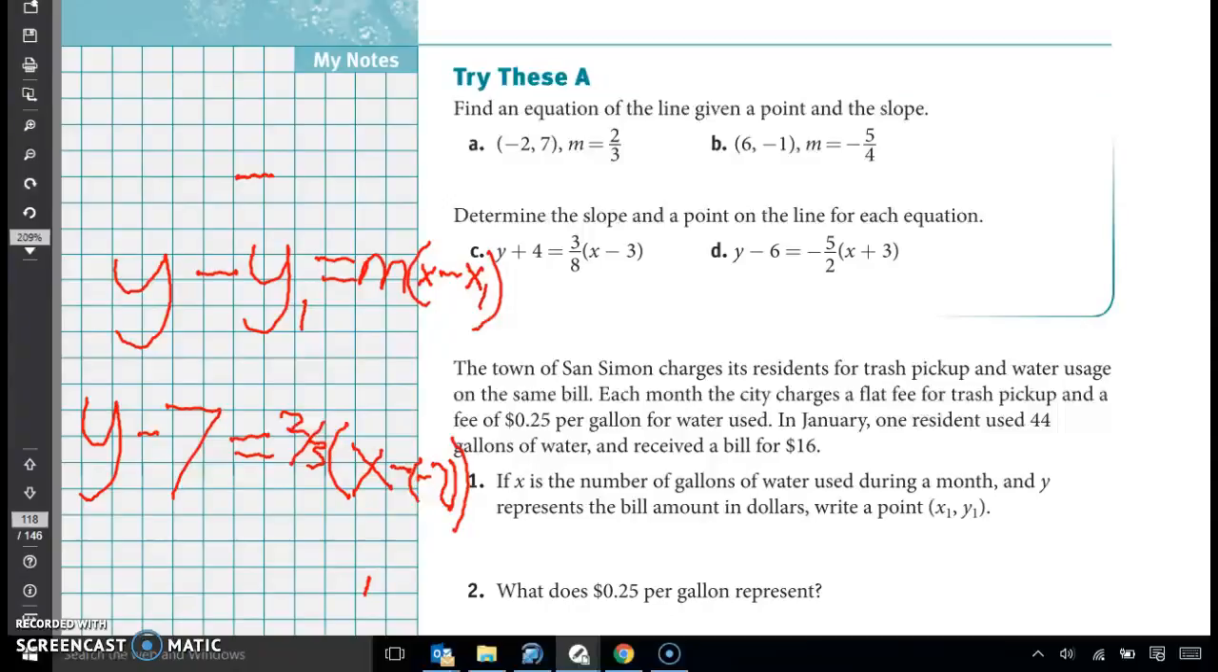All right, so now, thank you, Jared. Allie, you get to graph it. We're going to graph it on the board over here. All right, so actually let's look at D. Looking at D, it says determine the slope and a point on the line for each equation. Tom, you get to do this one.